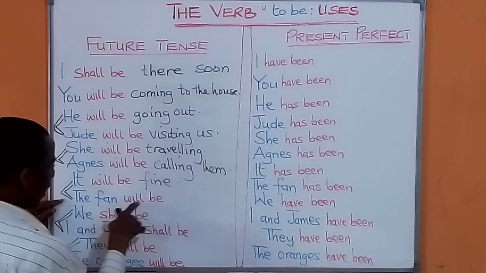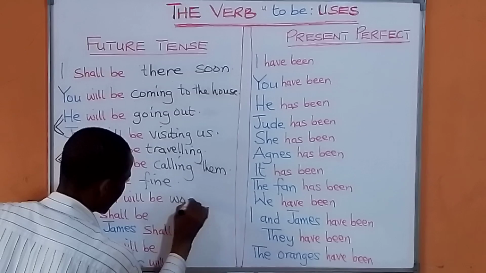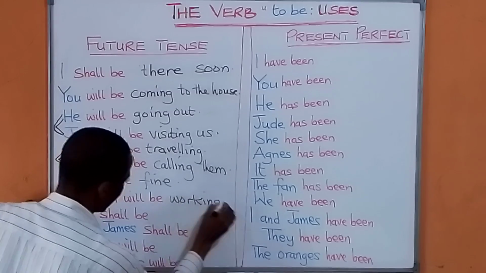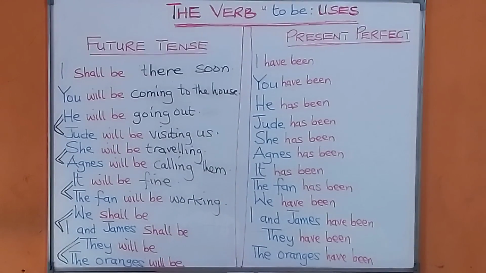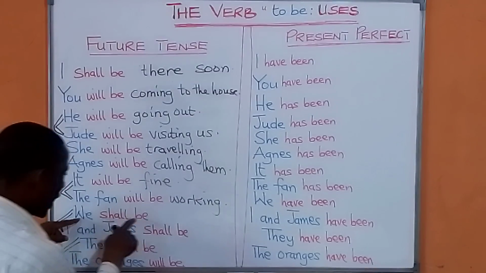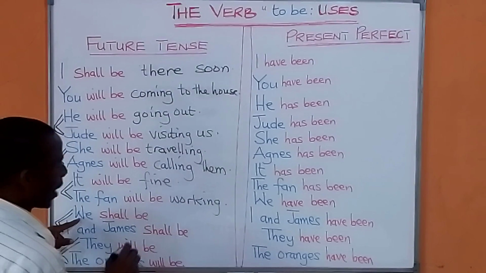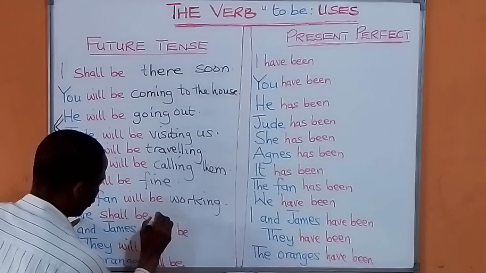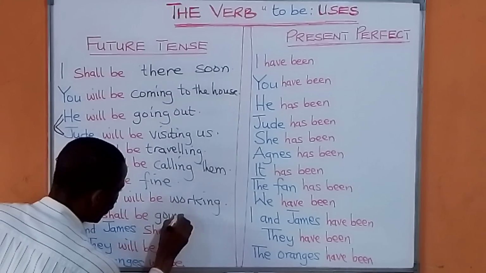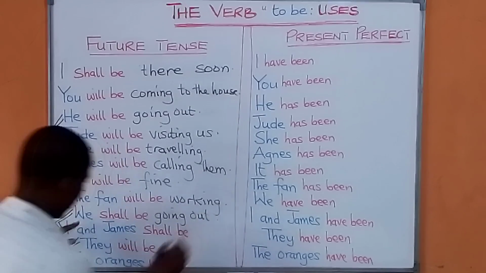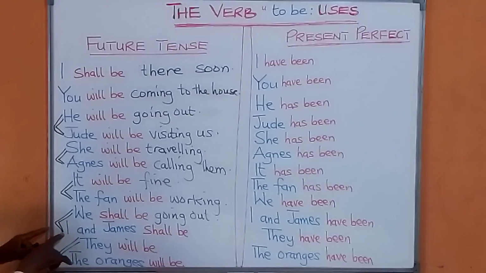Look at the fan. The fan will be walking. With the fan, you are talking about something in the future. We shall be going out. Look at that.